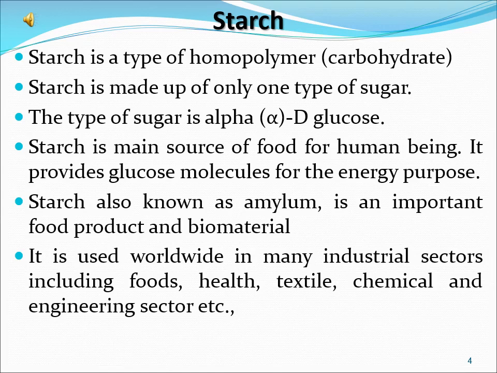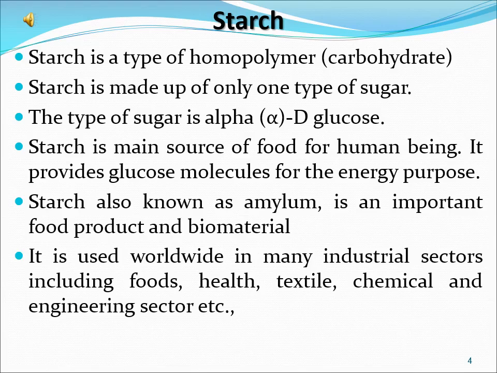So what is starch? Starch is a type of homopolymer. It is a carbohydrate. Starch is made up of only one type of sugar. The type of sugar is alpha D glucose. It is the main source of food for human being. It provides glucose molecules for the energy purpose. Starch is also known as amylin.